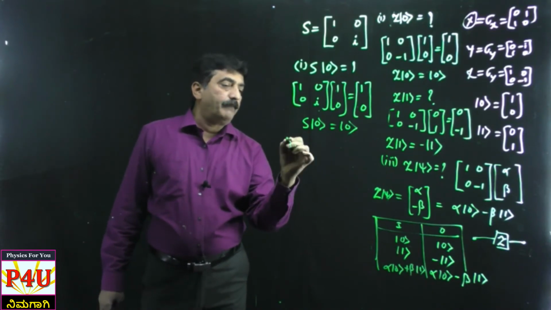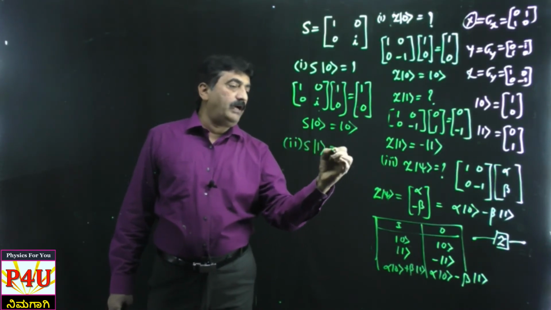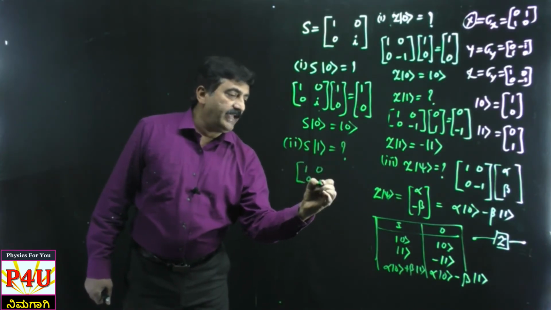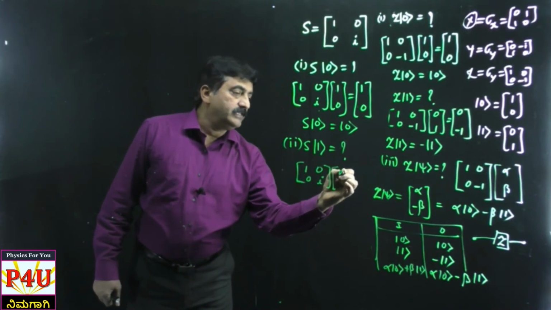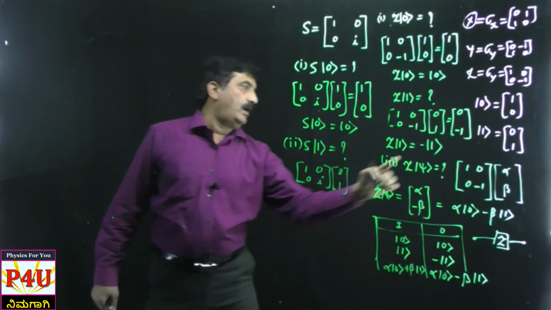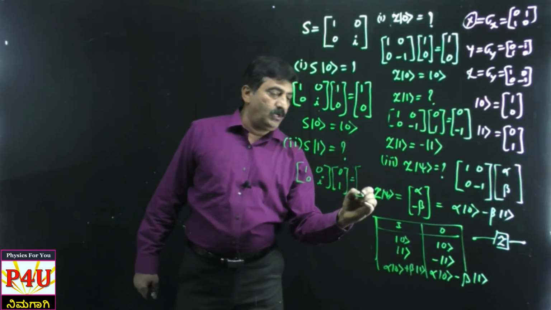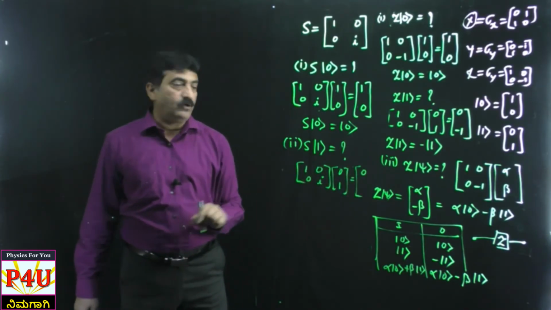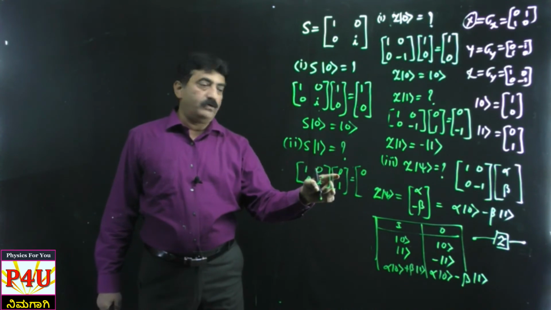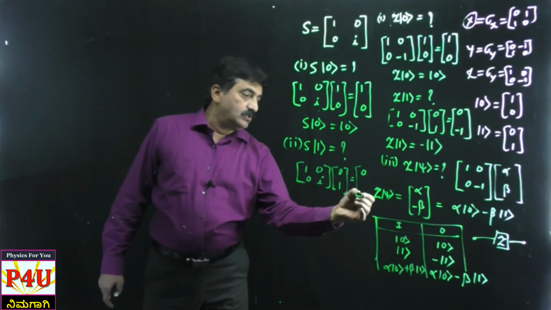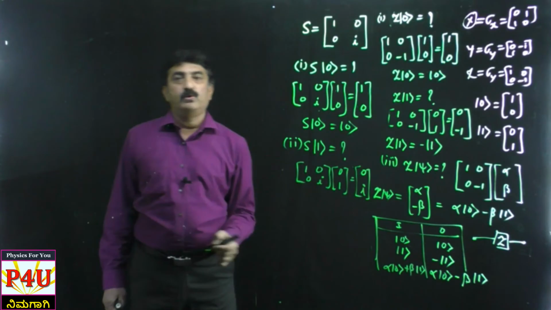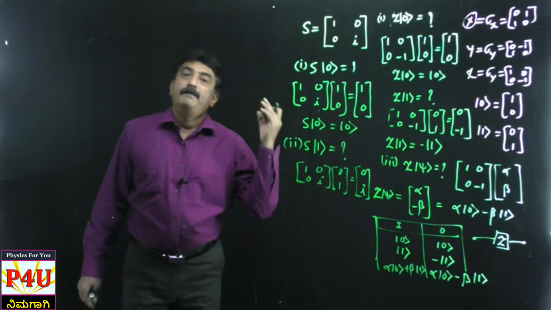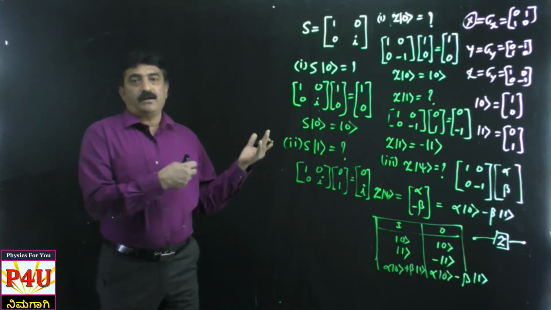Well, what happens when S operates on ket 1? It is 1 0 0 i into 0 1, this is my ket 1. That is equal to 1 into 0 plus 0 into 1, so the first element is 0. Next 0 into 0 plus 1 into i, so the second element is i. Dear students, I am not going into detail about the multiplication of rows and columns because it is now a familiar concept.